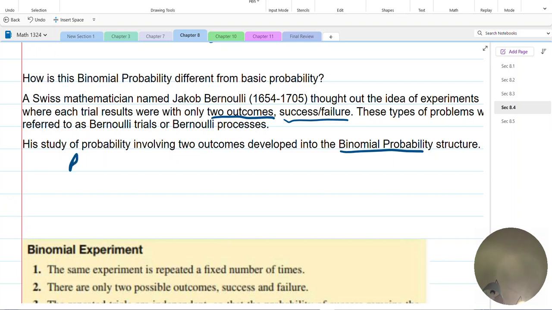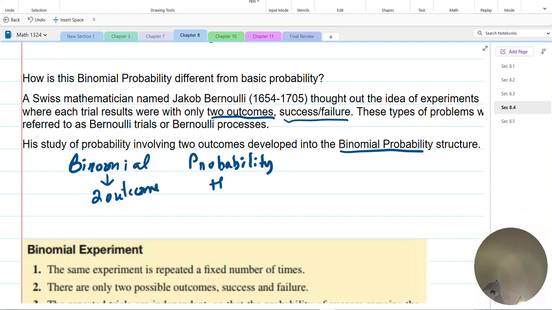Binomial implies two outcomes. And probability is the chances of an event happening.